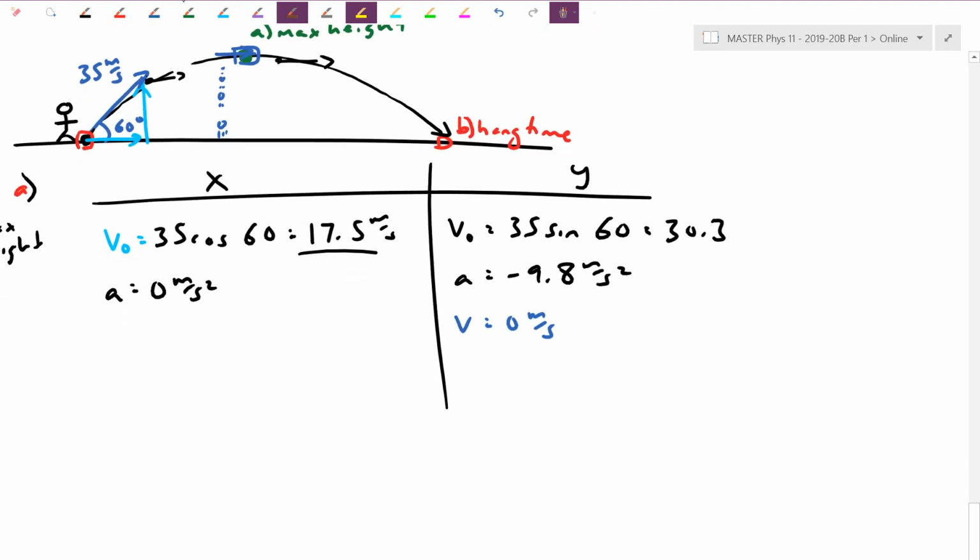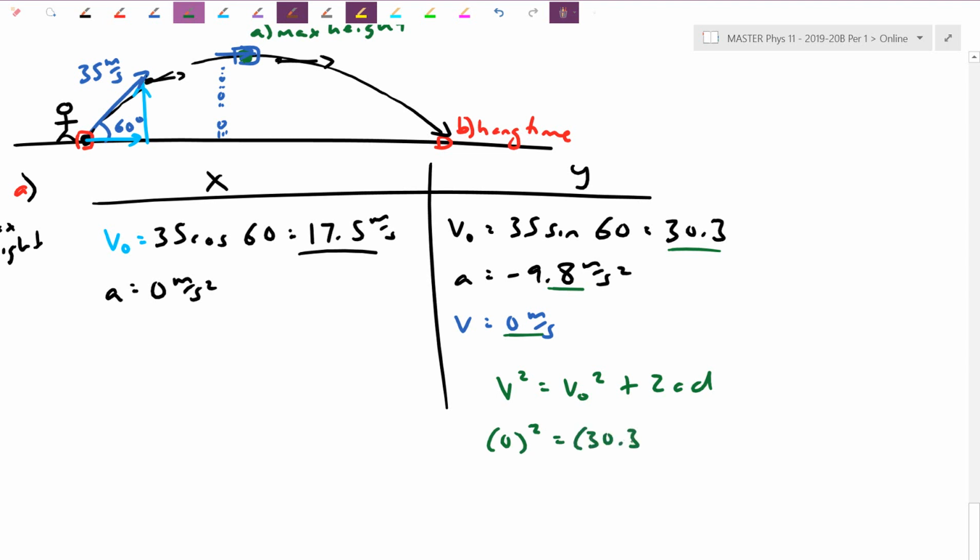Let's say we want to calculate the distance to the max height. I go straight to this formula here, v squared is equal to v naught squared. You'll notice that I'm under the y column here, so that means I'm only going to be using these y values. Make sure not to cross these two. We're going to take the final velocity at max height, which is 0 squared.